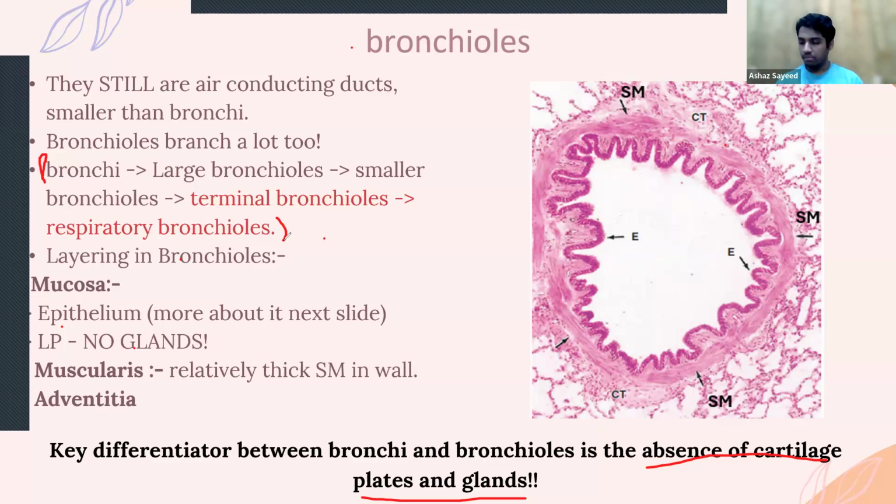Please remember this. People get confused here too, just because they think that terminal means the last one, so it has to be the last one. No, after the terminal, you have the respiratory bronchioles. Remember this. Don't get confused.